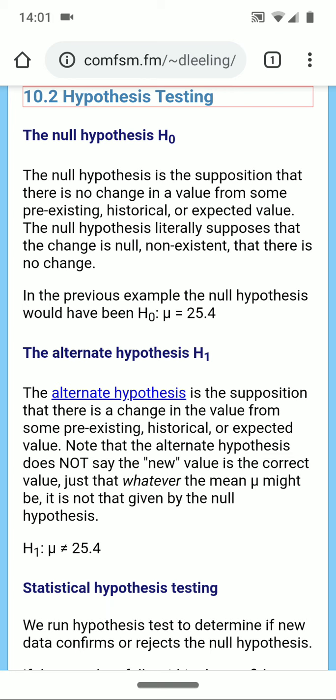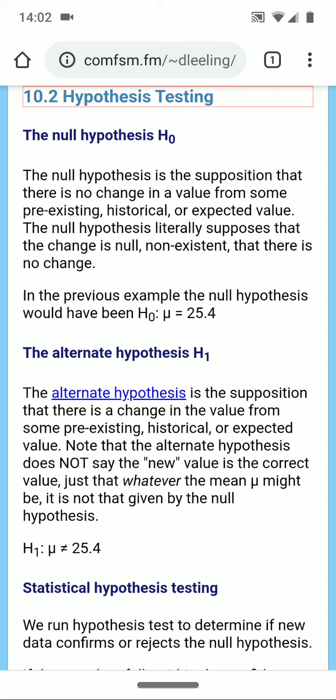The null hypothesis is the supposition that there's no change in a value from some pre-existing historical or expected value. The null hypothesis literally supposes that the change is null, non-existent, that there is no change.